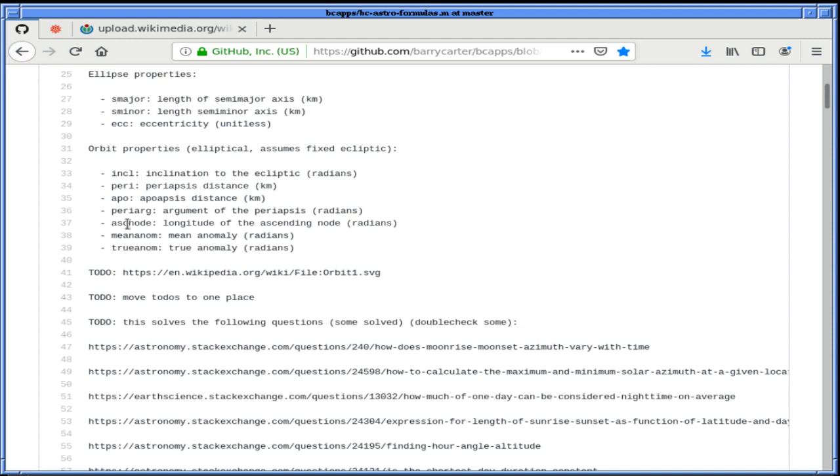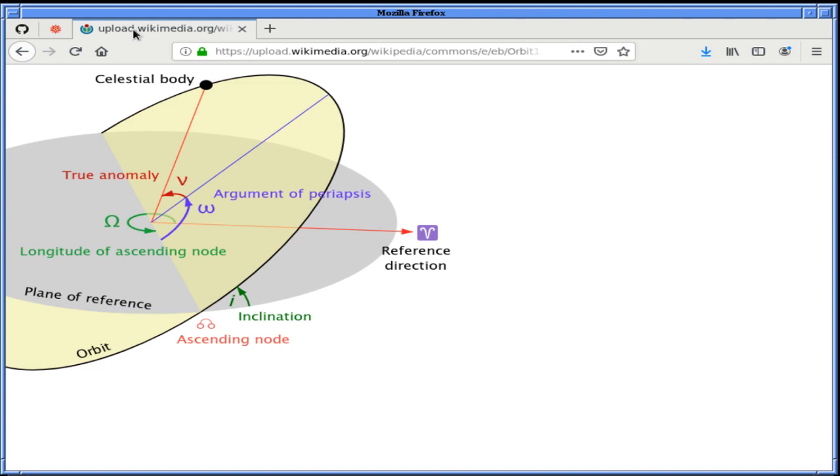And the longitude of the ascending node, that's the first thing we usually calculate, which tells us where the planet touches the plane of the ecliptic. The mean anomaly and the true anomaly. I don't think this shows mean anomaly, because that is kind of a hard thing to show. So we know the true anomaly tells us where the planet is. So what's the mean anomaly?